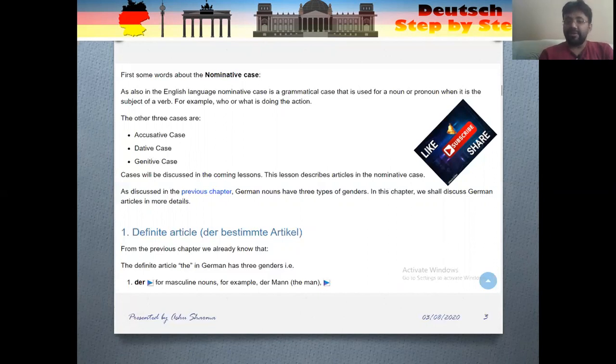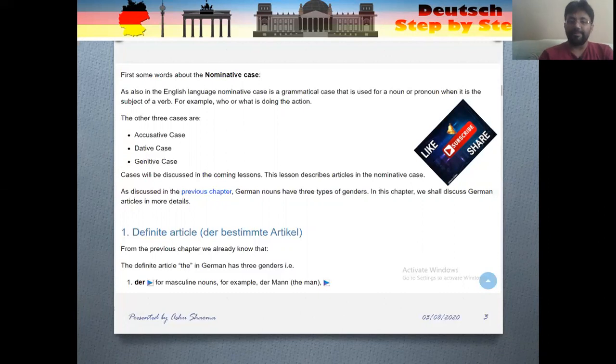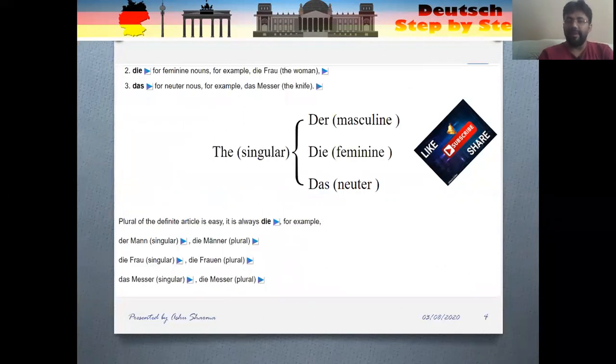From the previous chapter, we already know that the definite article 'the' in German has three genders. First one is der for masculine nouns, for example, der Mann, the man. Die for feminine nouns, for example, die Frau, the woman. Next one is das for neuter nouns, for example, das Messer, the knife. So for singular in the nominative case, 'the' has these three different genders, masculine, feminine, and neuter. They have der for masculine, die for feminine, das for neuter.